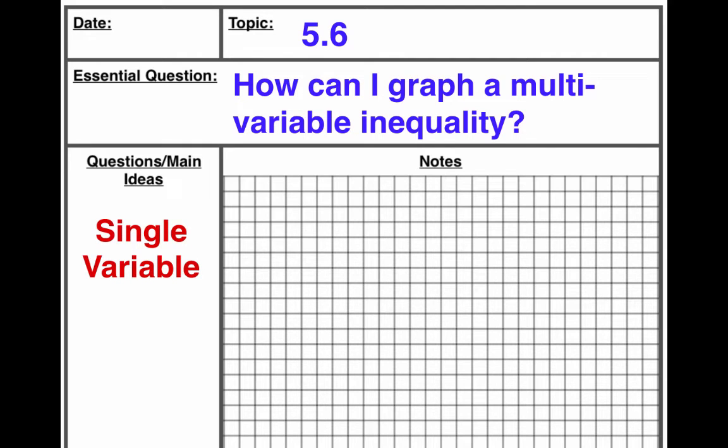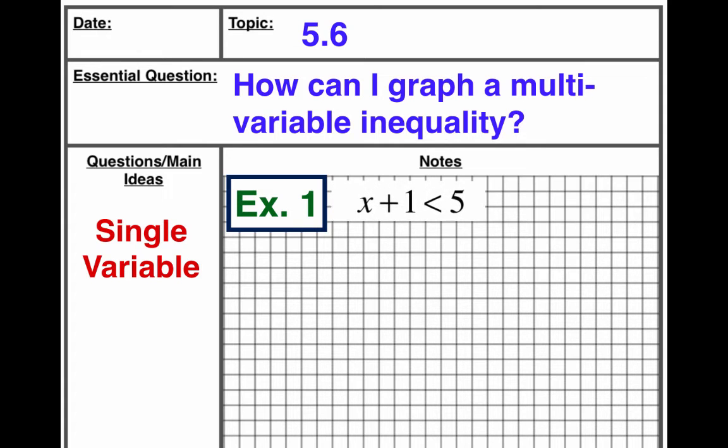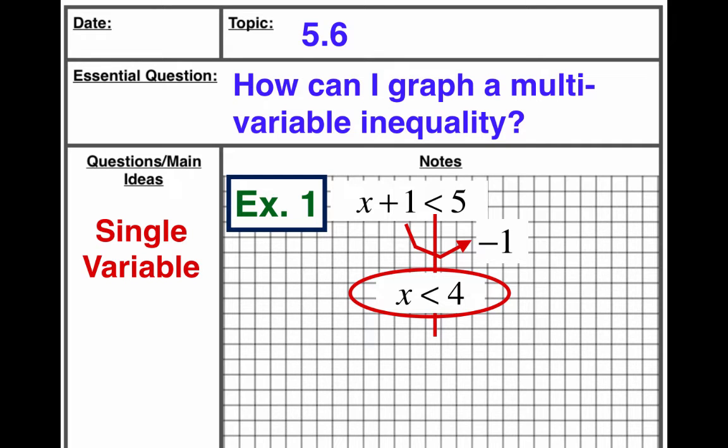So let's talk about what a single variable inequality looks like just to review. For an example, this is a single variable inequality: x plus 1 is less than 5. Why is it single variable? Well, there's only one variable, x. We don't have a y or a z, just an x. To solve this is quite simple. We put the line down the inequality, we flip the 1 over, make it a minus 1, and we'll already have our answer. 5 minus 1 is 4. So our answer is x is less than 4.